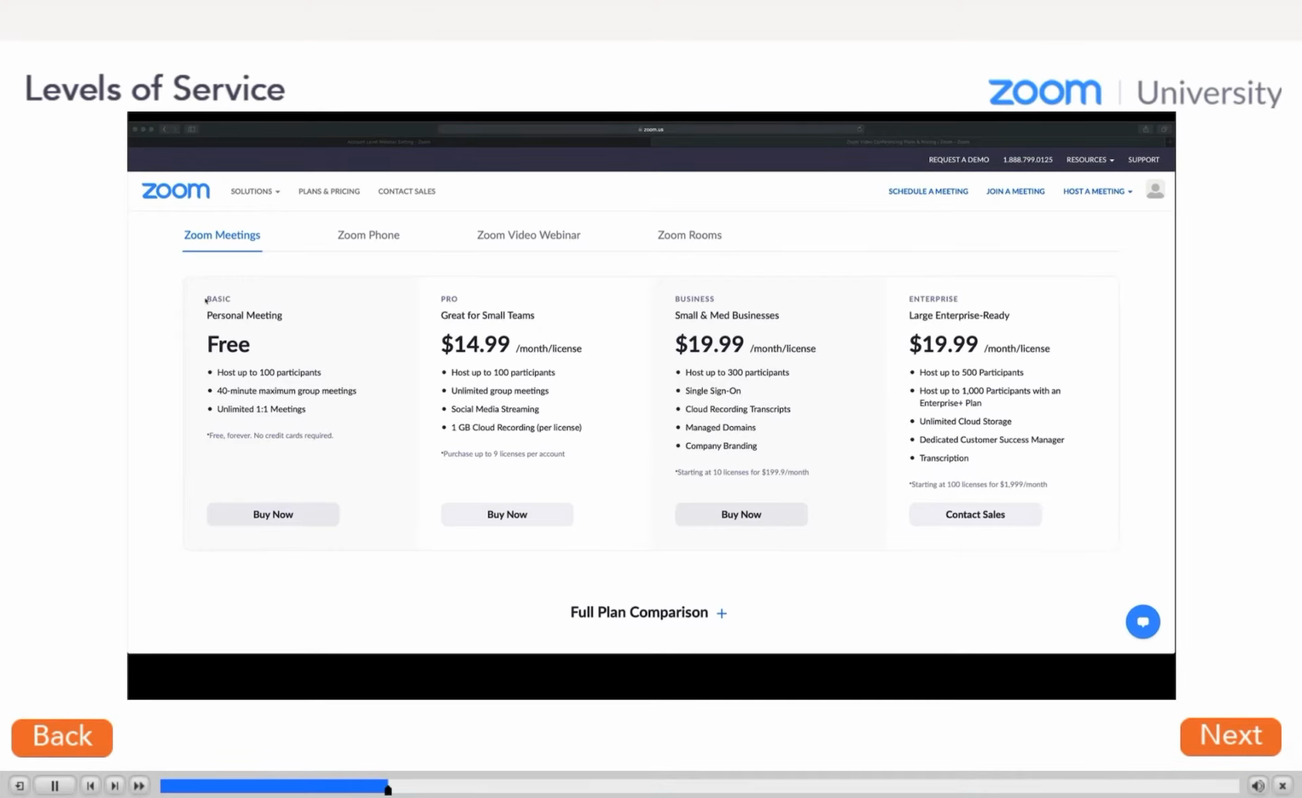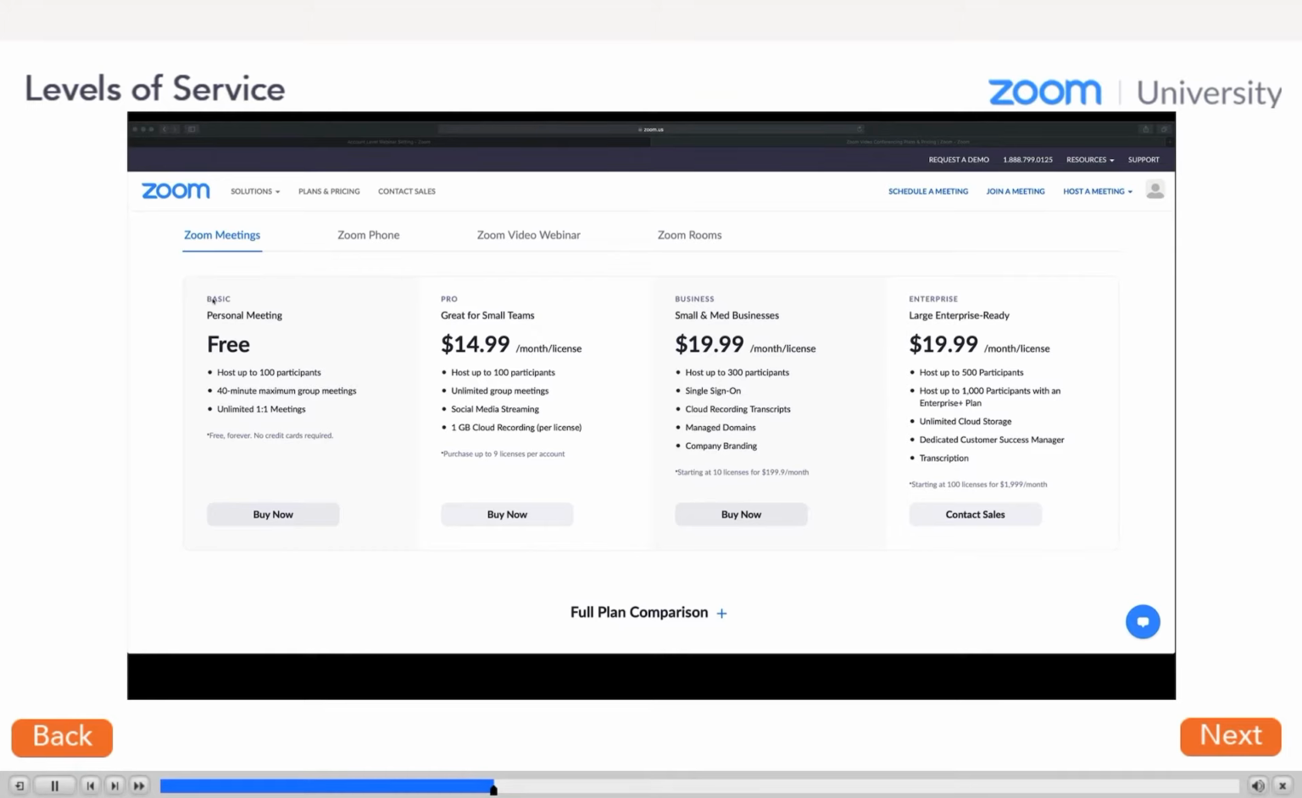However, if you have a group meeting, so 3 or more total participants, then that meeting is limited to a 40-minute maximum. At the 40-minute mark, the session is ended, but you can always launch another meeting and get your guests invited back in. And note that the host of the session will receive a 10-minute warning at the 30-minute mark.